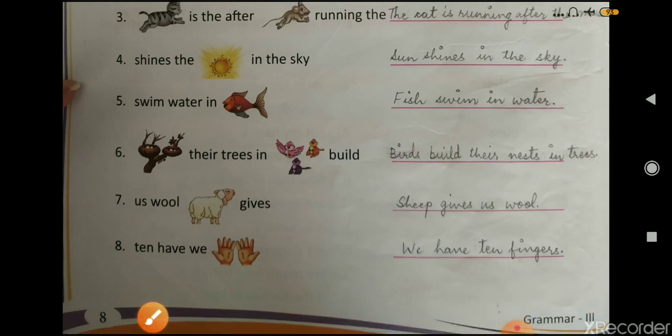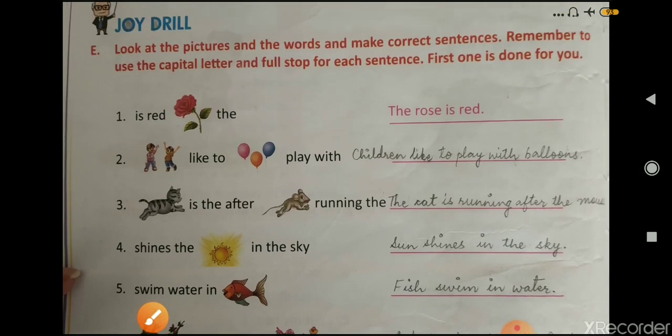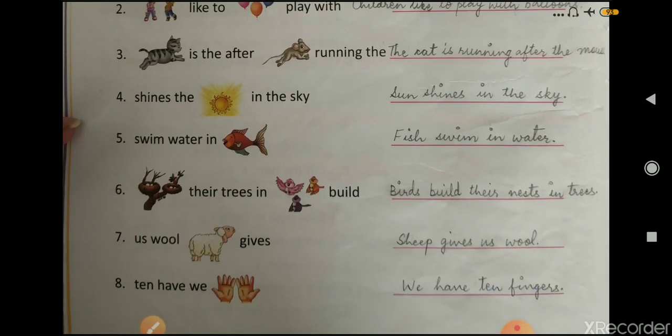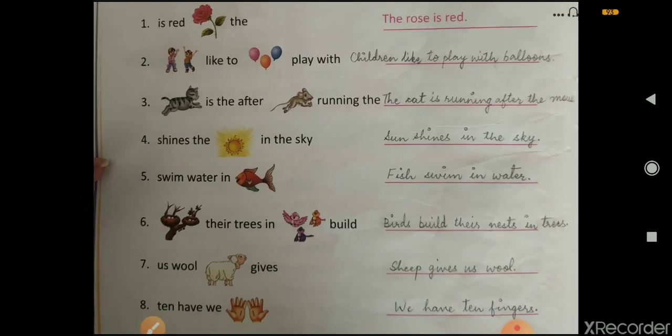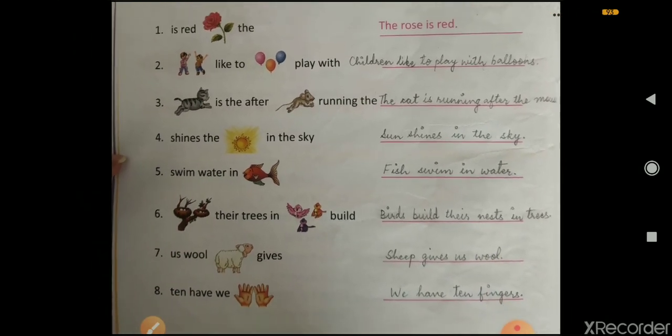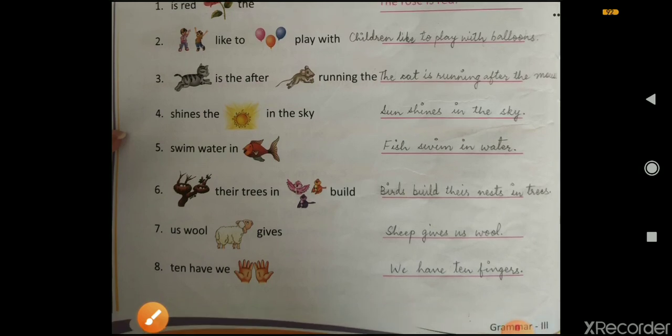Okay. So this is exercise E. So now you can take the screenshot of this exercise also, and you can complete your work in neat and clean handwriting in your book. Okay. So this was your lesson number 1. We have completed all the exercises. You have to complete this work in your book, and also you have to learn all these exercises in homework.